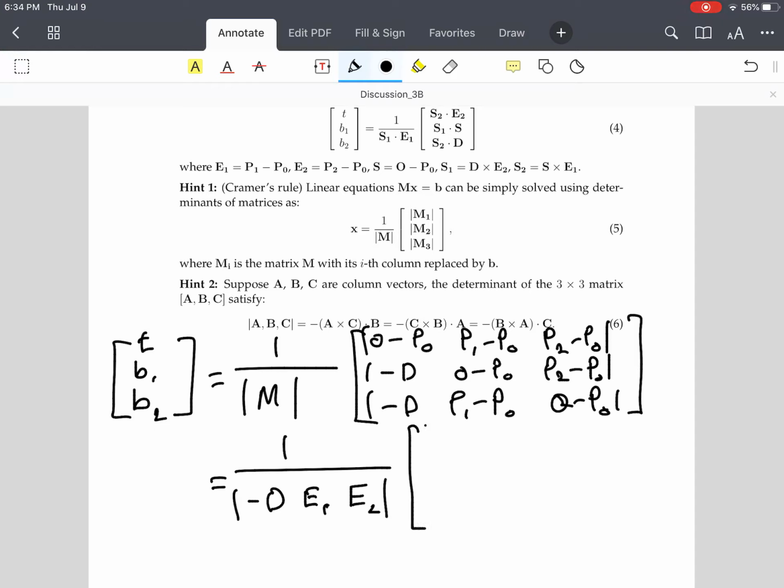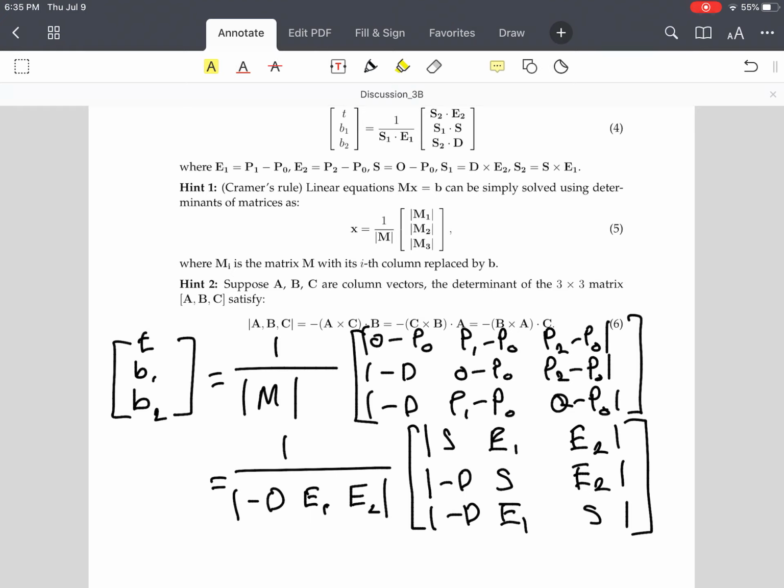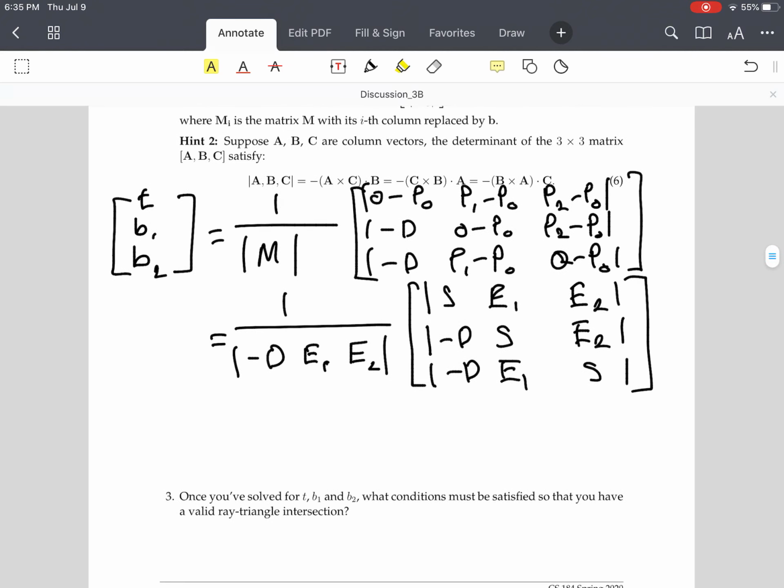Then we want to go here. So O minus P0 is S. That's E1 and E2. Then this one is negative D, S, E2, and then negative D, E1, S. Okay, these are all determinants. There we go. So we've significantly simplified our math. We've replaced a lot of these subtractions with just a single variable instead. And so now we have a bunch of determinants, basically.